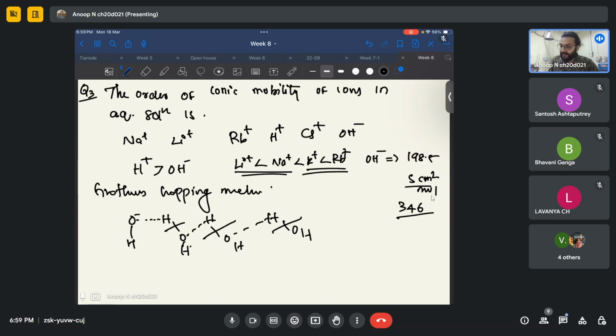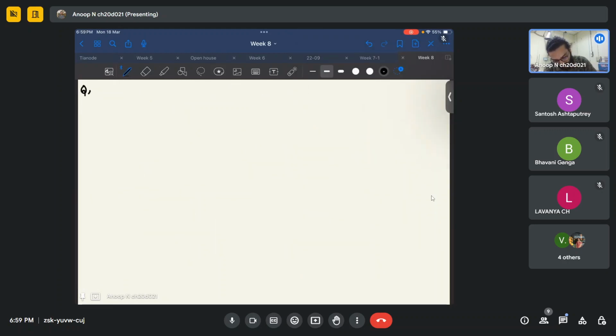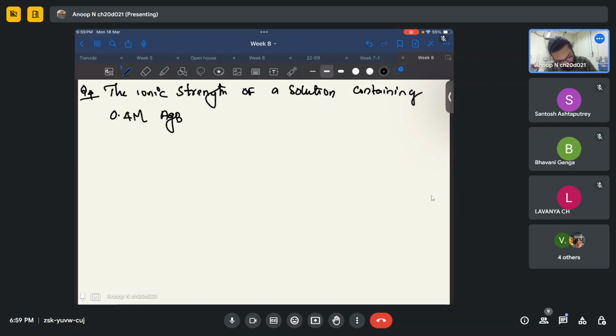So we'll go on to the next question. One more problem from homework, then we'll wind it up. Question number 4 from the homework: the ionic strength of a solution containing 0.4 mole of AgBr and 0.5 mole of PbBr2. What will be the answer?